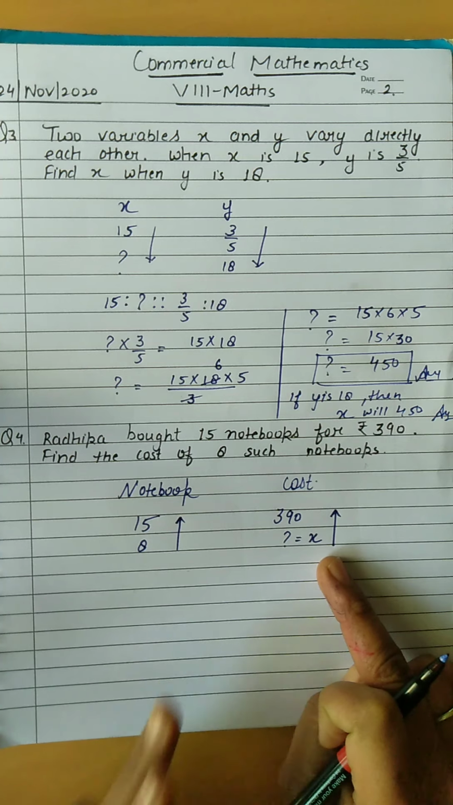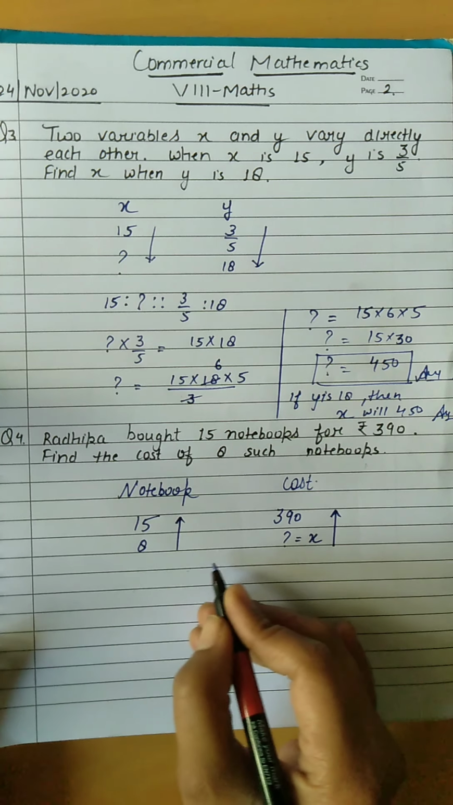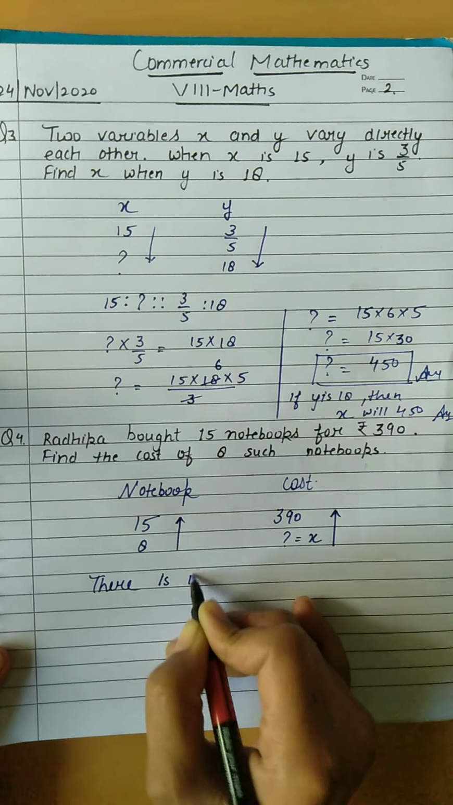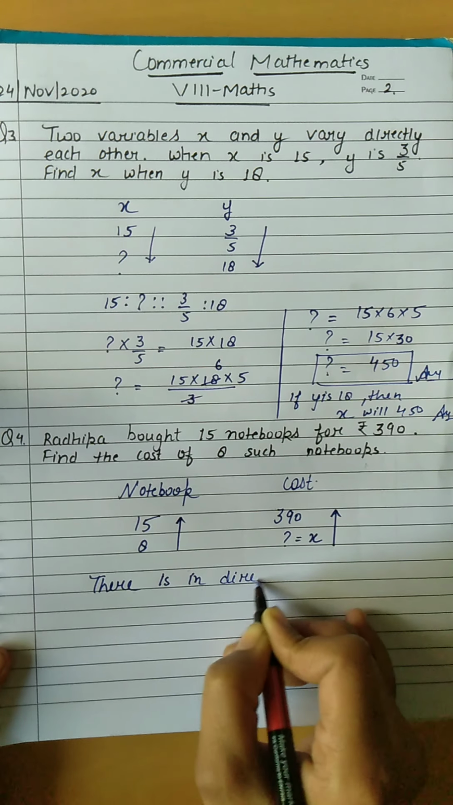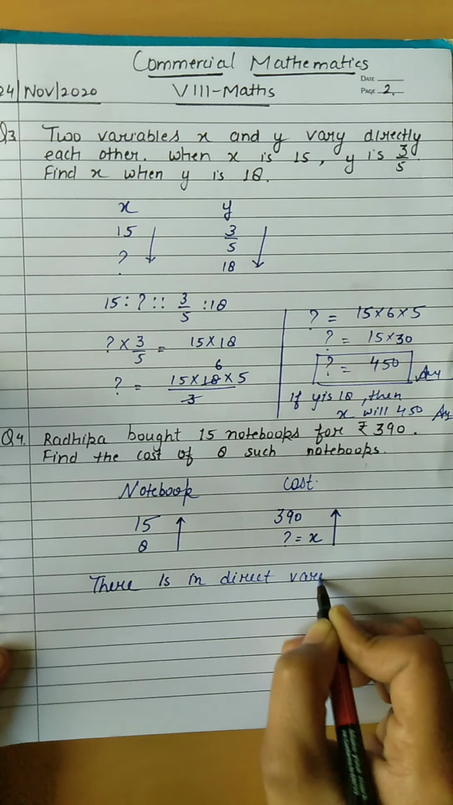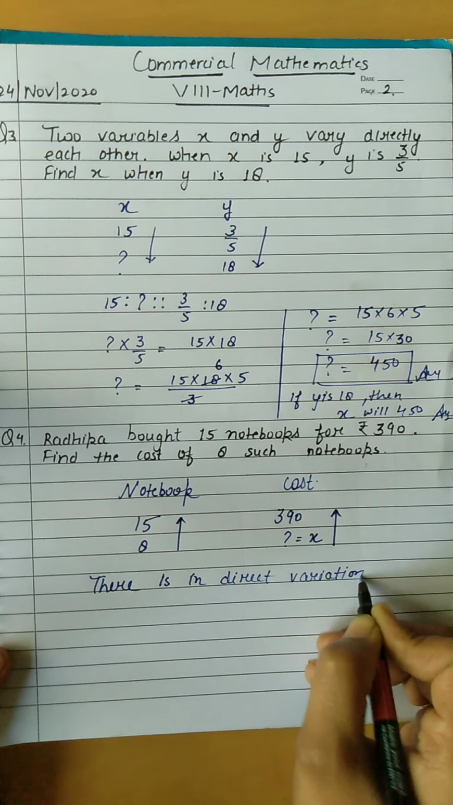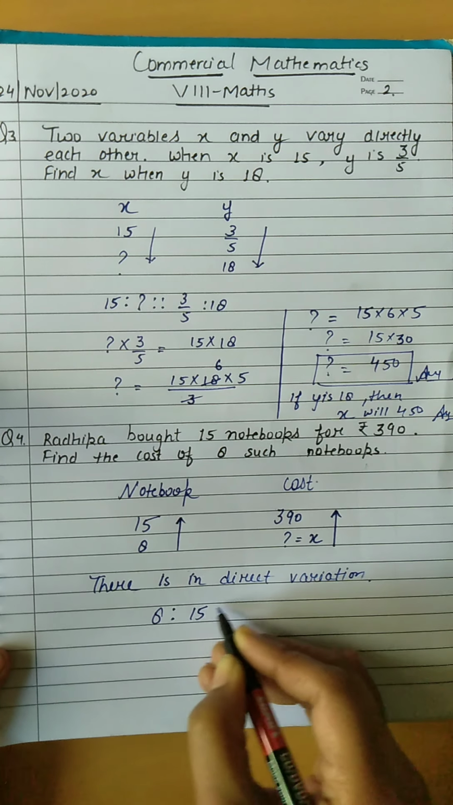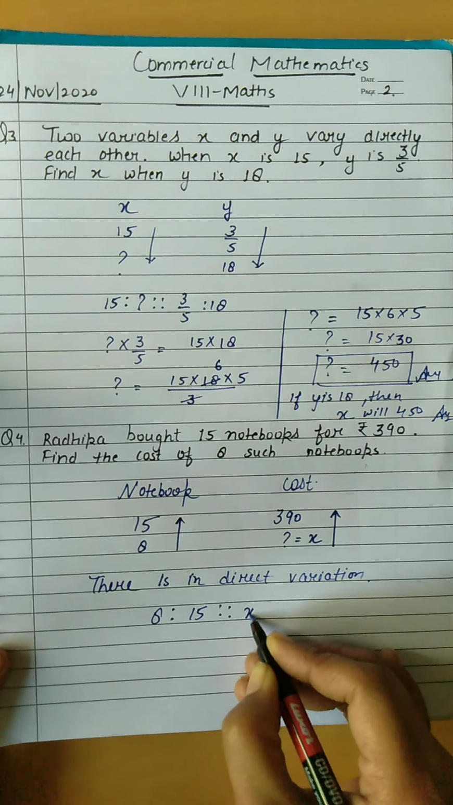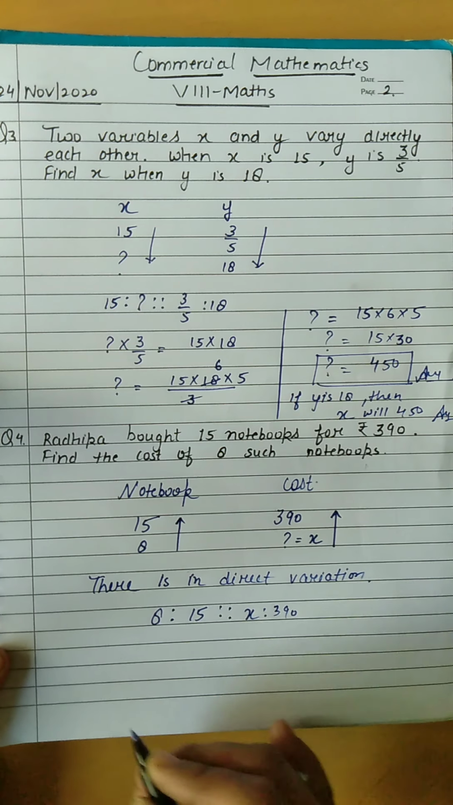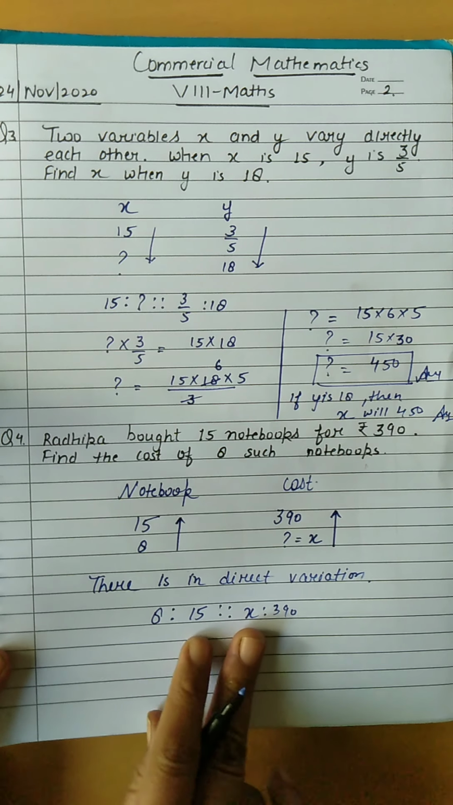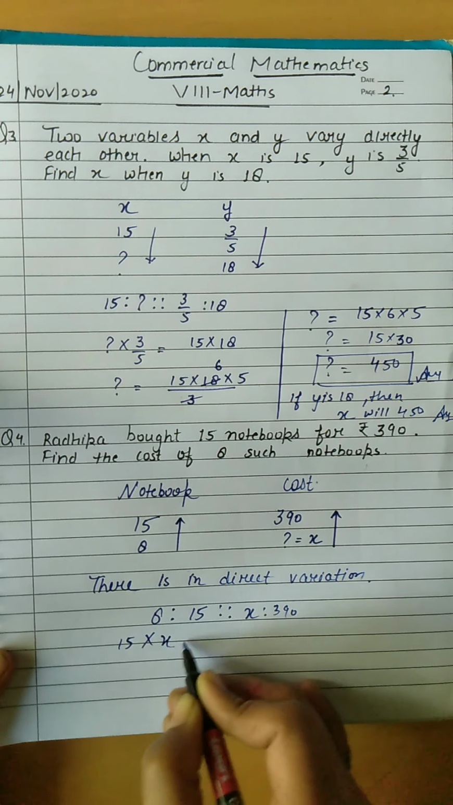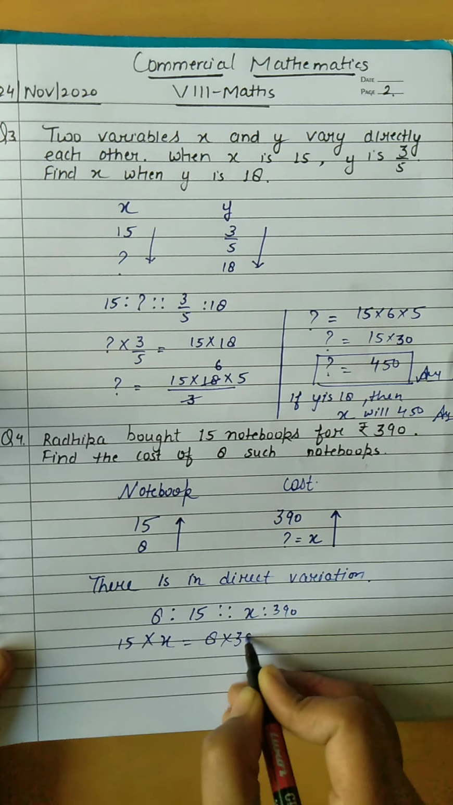Okay, so we can write, students, first of all there is a direct variation. So students, that is 8 is to 15 as x is to 390. Okay students, so here product of means is equal to product of extremes, so that is 15 into x is equal to 8 into 390.